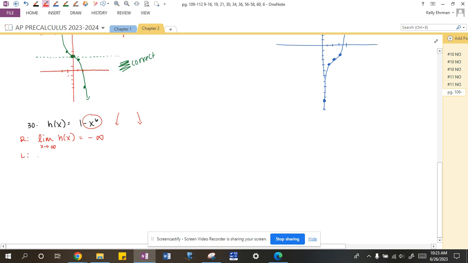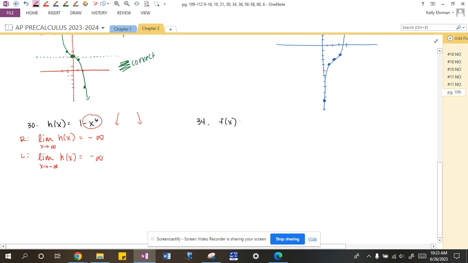And the left-hand behavior is the same thing, but you write it as the limit as x approaches negative infinity, because that just means as your x values fall, as you trace them to the left, your graph is going to be falling down. So the limit of h of x is also equal to negative infinity. Informally, we would say that we're falling on both sides. Okay, we're also going to do 34.